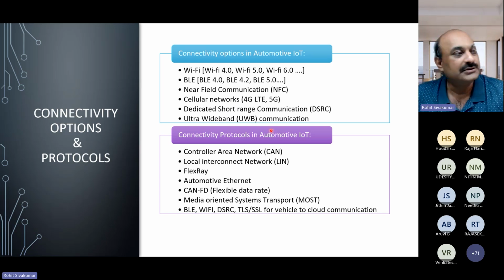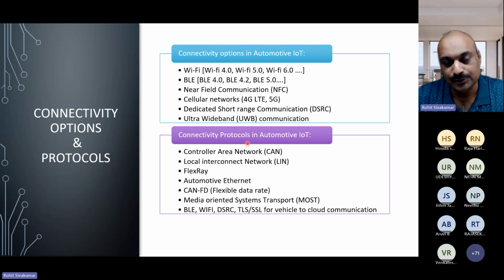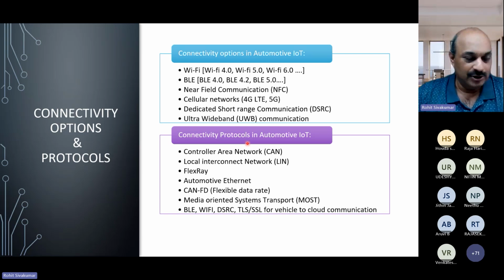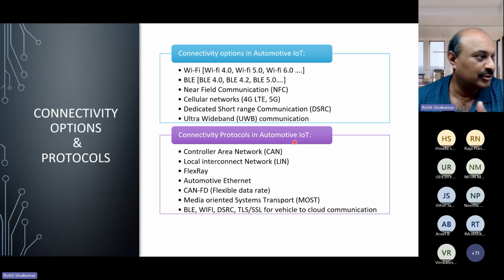In terms of the connectivity protocols, the protocols used to talk internally inside the car with different sensors, different ECUs, TCU units, those are where you use the Controller Area Network. It's basically called the CAN bus. It's more rugged. It's a differential signal protocol for ruggedness in terms of noise and all that.